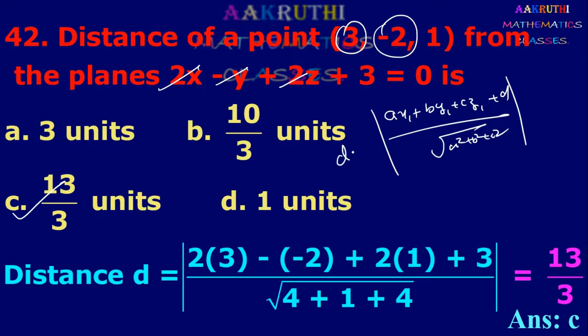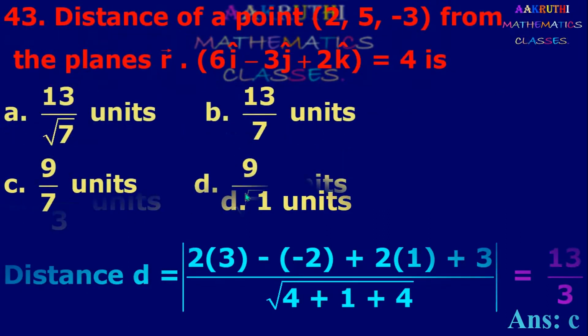So directly we can use the formula. It is mod of ax1 plus by1 plus cz1 plus d divided by root of a square plus b square plus c square. And here the correct answer is 13 by 3, which is option C.